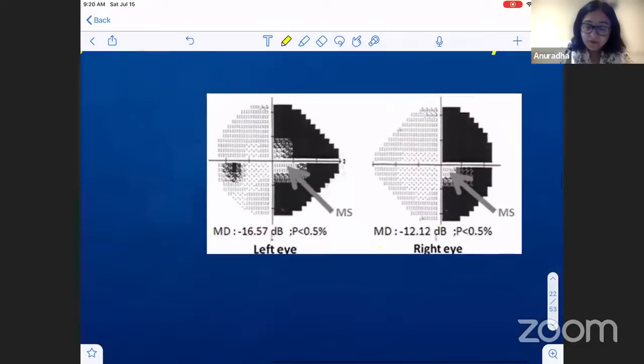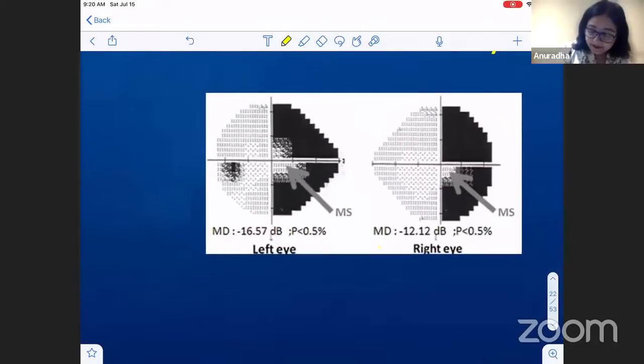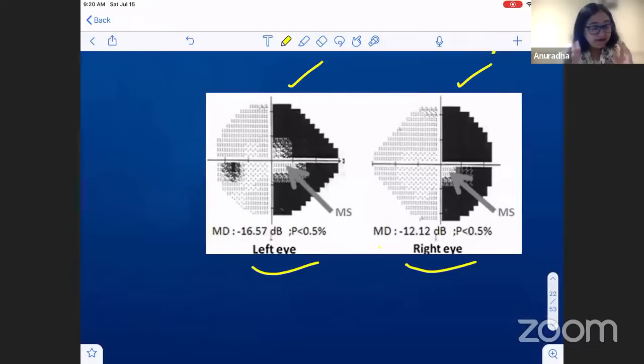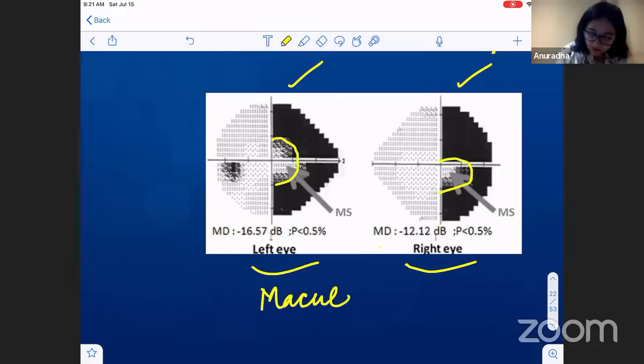Right-sided homonymous hemianopia. This is the right eye, this is the left eye. The right half of the visual field is gone. But do you see something special in this type of hemianopia? You should notice there is macula sparing. So it is homonymous hemianopia with macula sparing.